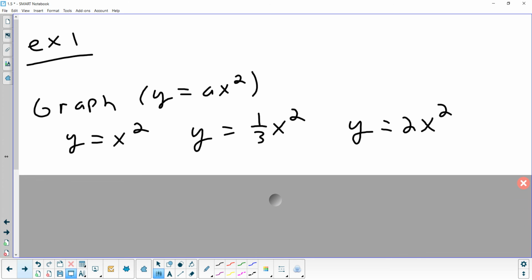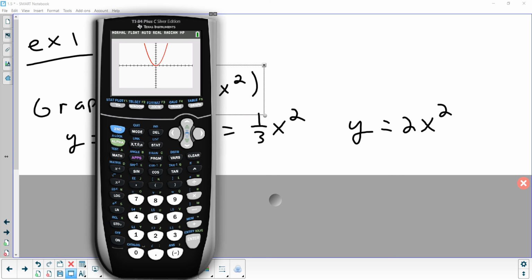So what I want to play with now is, let's see what happens if you put different numbers in front of the x squared. All right, so we've got y equals x squared. Let's graph 1/3 x squared and 2x squared. So the way you'd want to do it is like that. Put the 1/3 in parentheses because it was a fraction. The 2, I don't need parentheses.